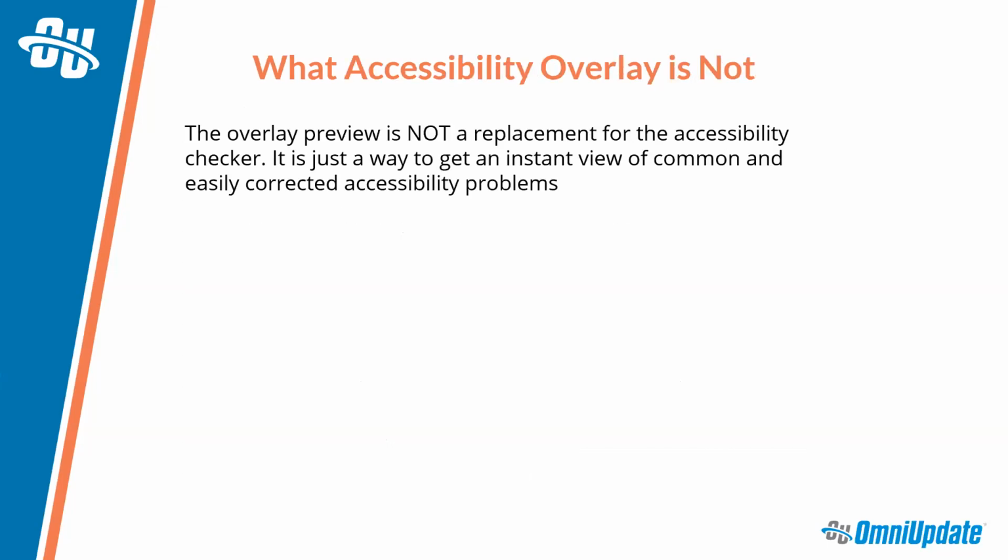What this accessibility overlay is not, though, is a replacement for an accessibility checker. This is just a quick way to get an instantaneous view of some accessibility content on your site, so you don't have to go through the actual checker and have it take its time to go through all of that. This just gives you a really quick glance over everything that's going on on that page.